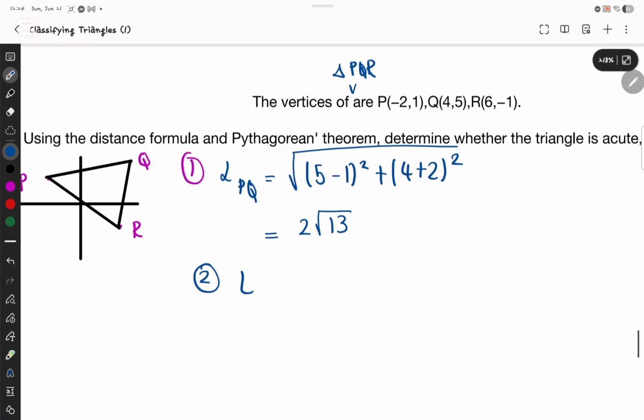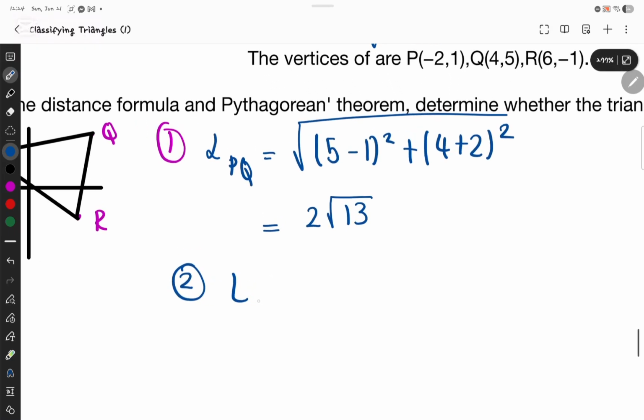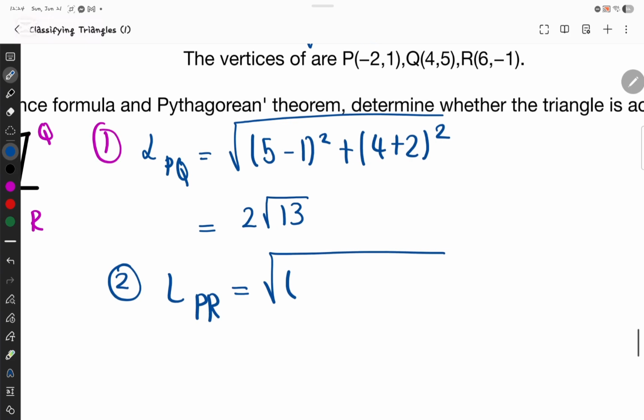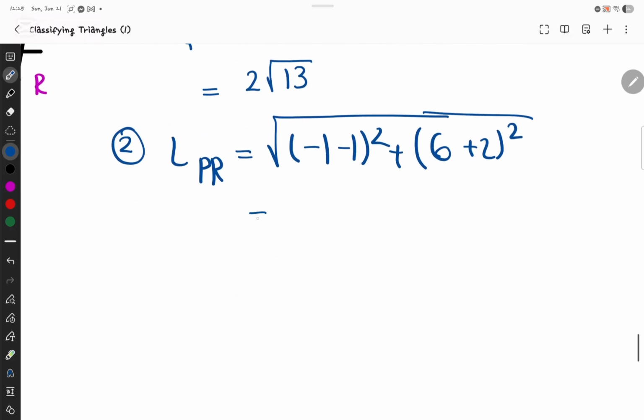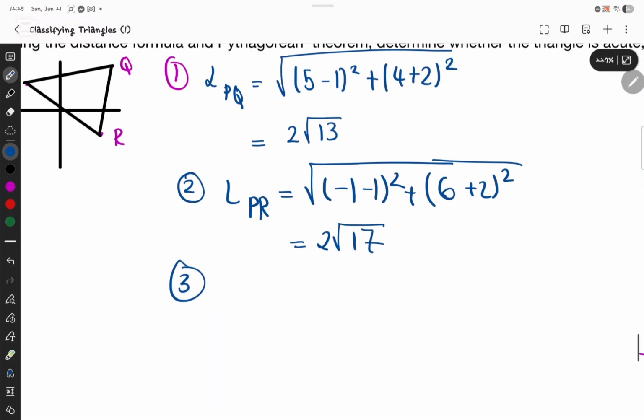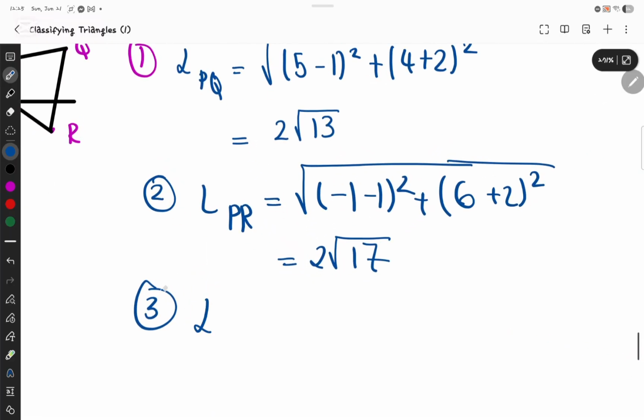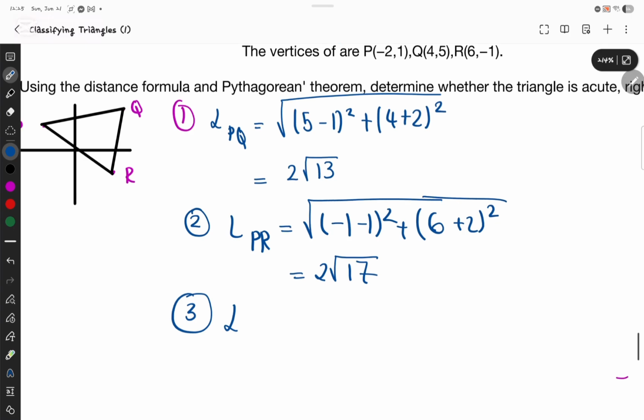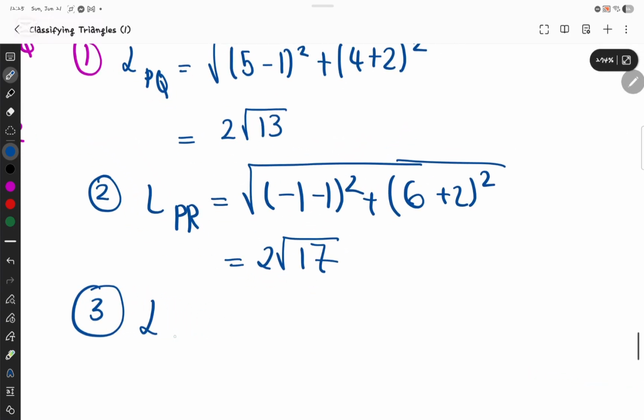Length of PR. Go straight into my calculator. If you're doing the IB program, then I suggest you should practice not using a calculator, but I'm trying to go through the lesson very concisely, so I would use a calculator. Okay, QR.